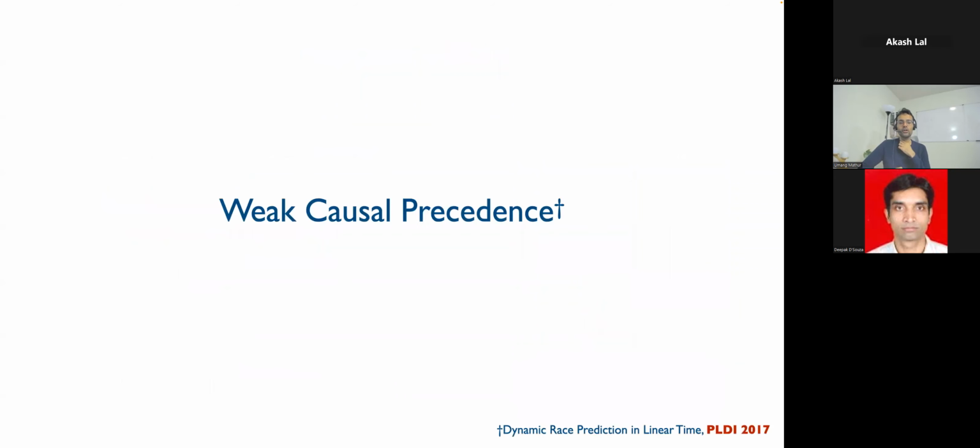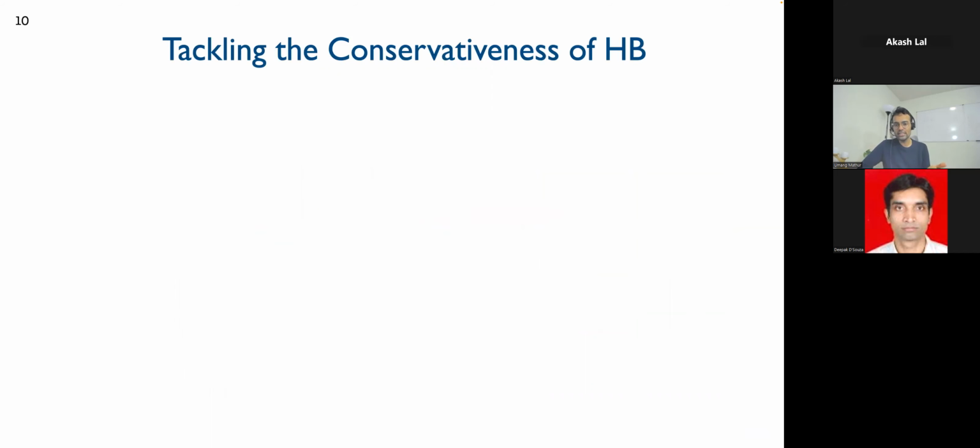If not, let's move on to the first class of techniques that I'm going to talk about. Before I get into the details, let's understand the most obvious question: if I want to tackle the conservativeness of happens-before that I pointed out in the last slide, I need to understand the kind of reorderings that happens-before reasons about, which is essentially the space of linearizations of that partial order.